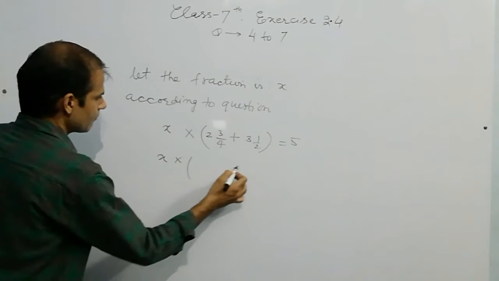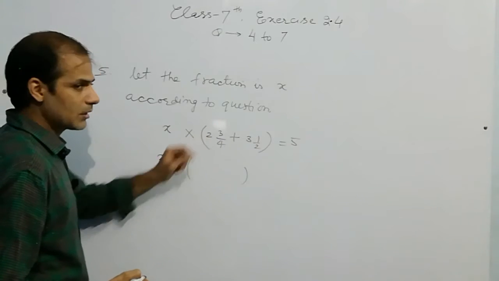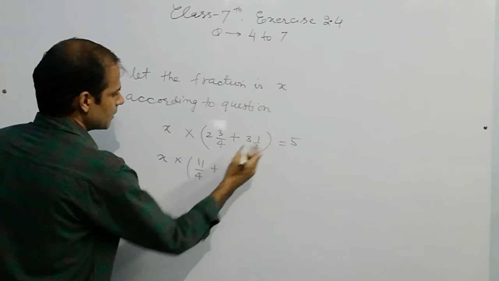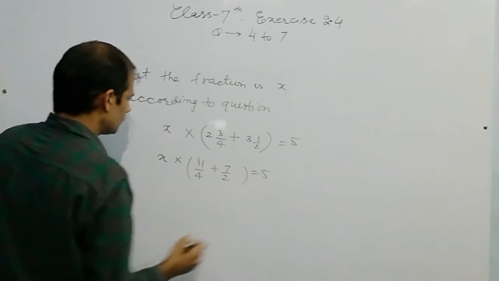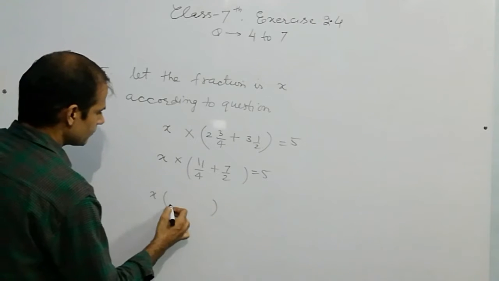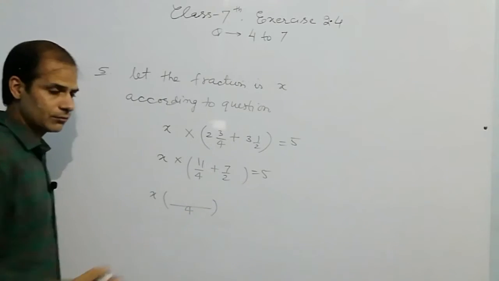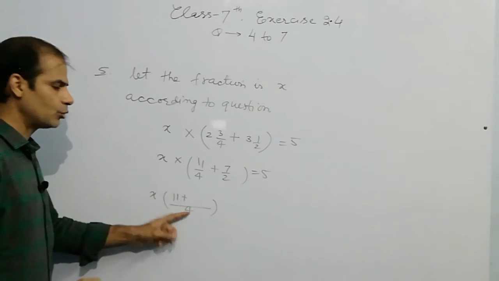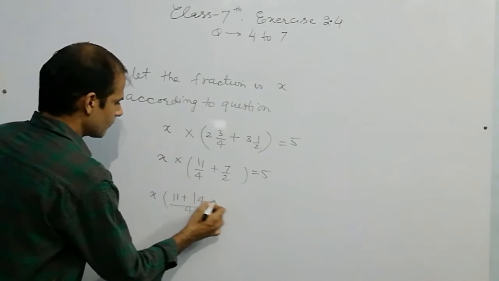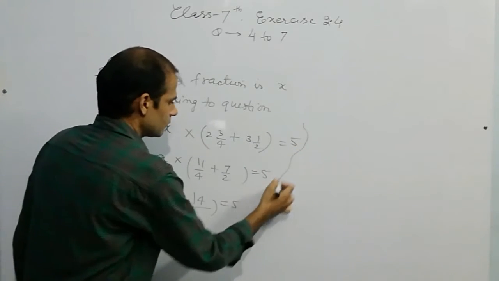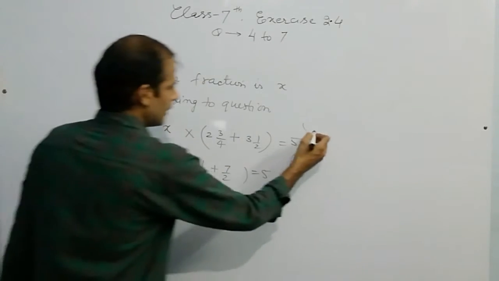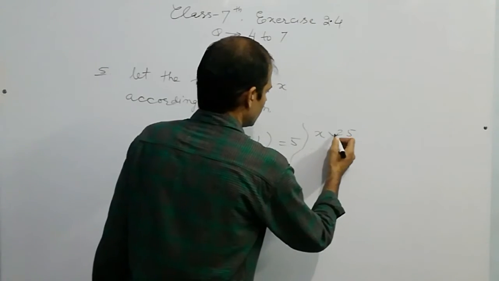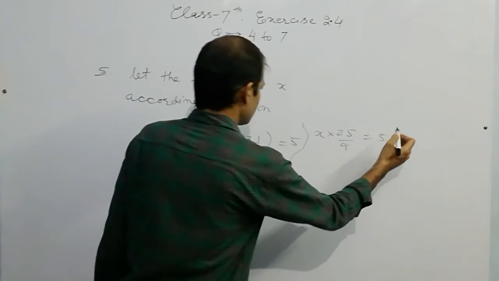Let's do it. 4 twos are 8 plus 3, 11 upon 4. 2 threes are 6 plus 1, 7 upon 2. Okay, now take the LCM, that is 4. 4 ones are 4 and 11 ones are 11. 2 twos are 4 and 7 twos are 14, that is 5. Here I solve the remaining part. It is x. Now what is 11 plus 14? 25. 25 upon 4 equals 5.